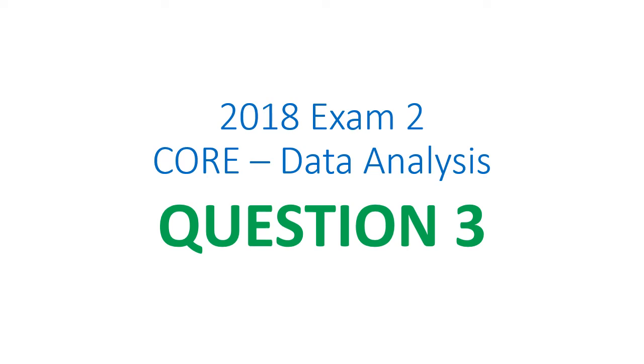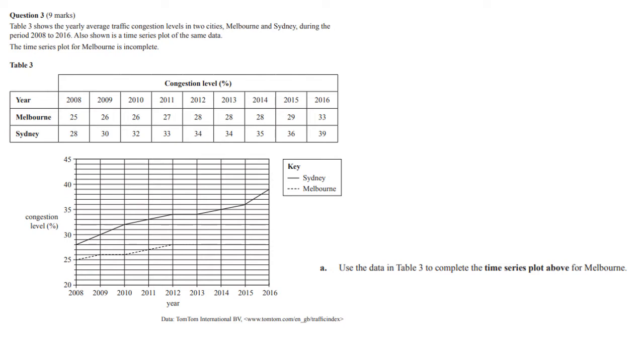2018 Exam 2 Core Data Analysis Question 3. Interesting one here. They're going to say use the data in Table 3, this is Table 3 up here, to complete the time series plot for Melbourne. Melbourne is this dotted line. I hope they weren't expecting students to actually do a dotted line, but there you go.